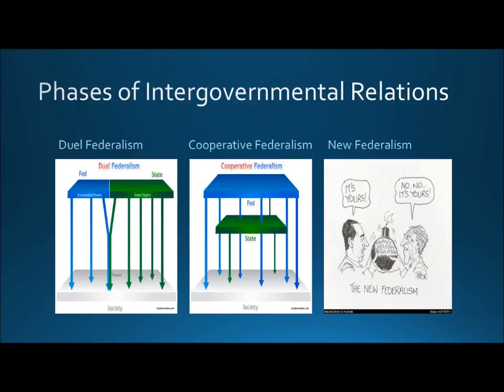The idea of federalism in intergovernmental relations has gone through many phases. Dual federalism was a 19th century concept, now no longer operational. Under dual federalism, the functions and responsibilities of the federal and state governments were theoretically distinguished and functionally separate from each other, much like layer cake federalism described in the previous slide.